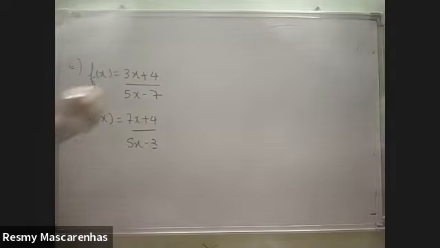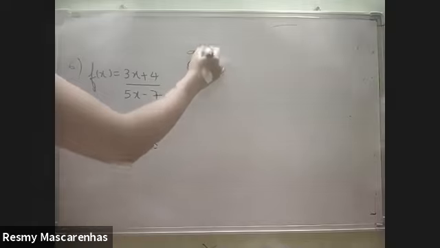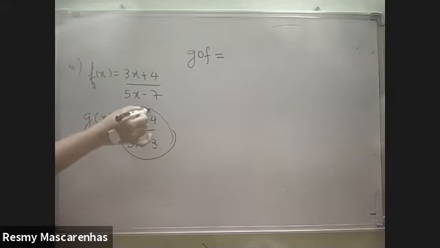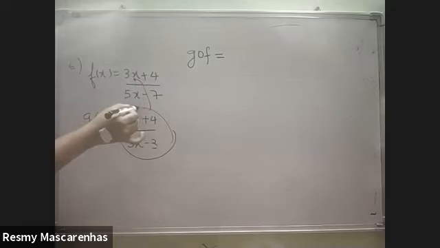Okay. So first GOF they have asked, so we'll find that only. Now G we have to substitute in F. So G means this full thing we have to substitute in F. So wherever there is X, two places there is X, so it will come here also and here also. So GOF we are finding now.